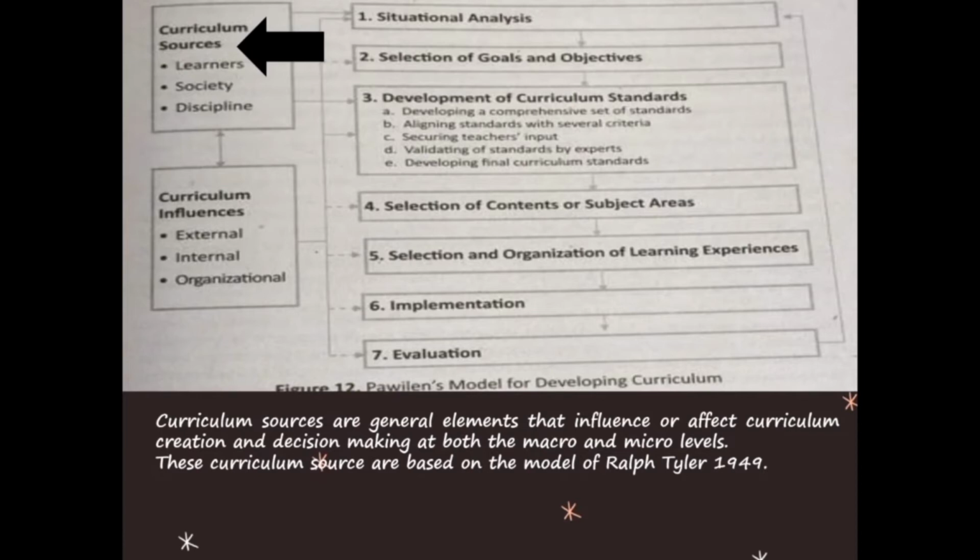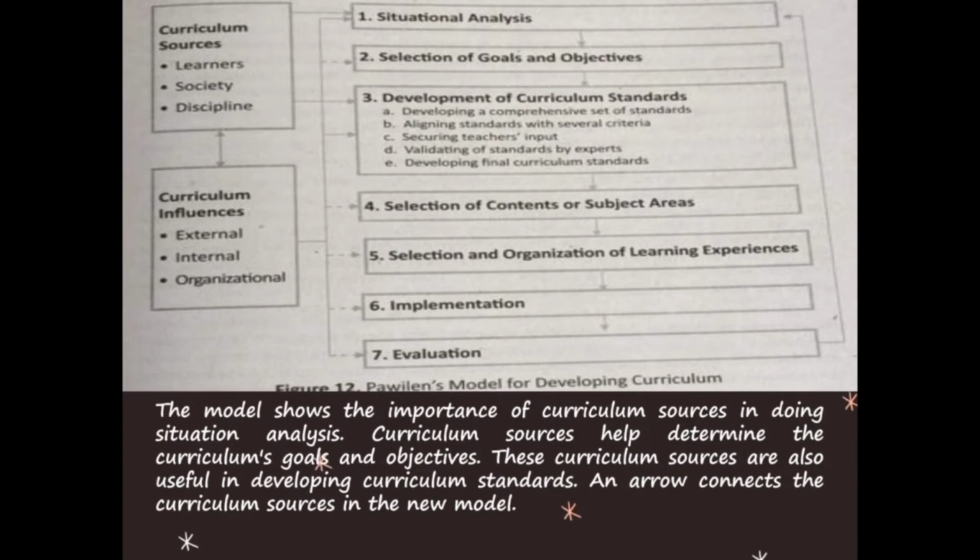So the arrows, curriculum sources, are general elements that influence or affect curriculum creation and decision making at both the macro and micro levels. These curriculum sources are based on the model of Tyler 1949. The model shows the importance of curriculum sources in doing situation analysis. Curriculum sources help determine the curriculum's goals and objectives. These curriculum sources are also useful in developing curriculum standards.